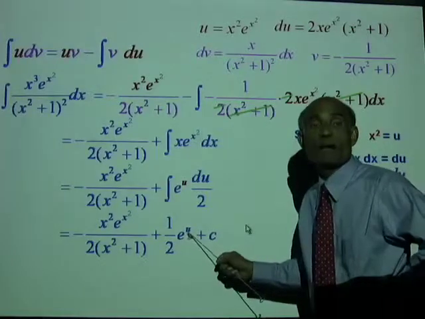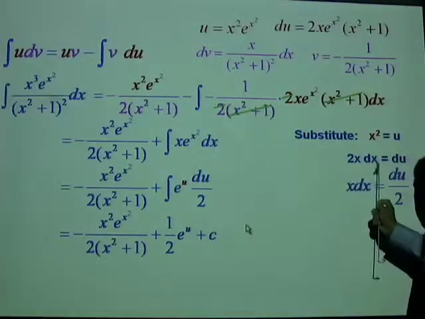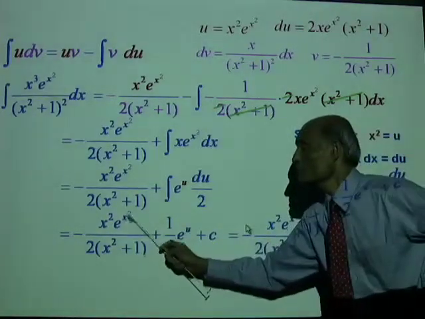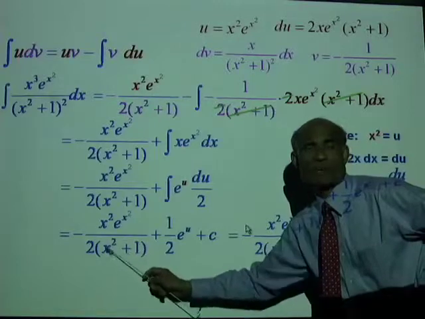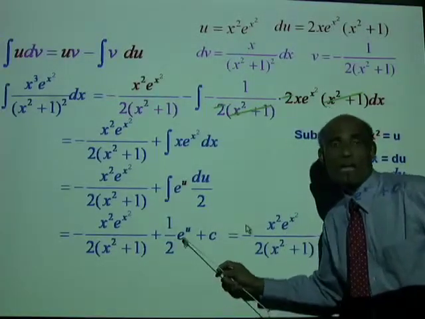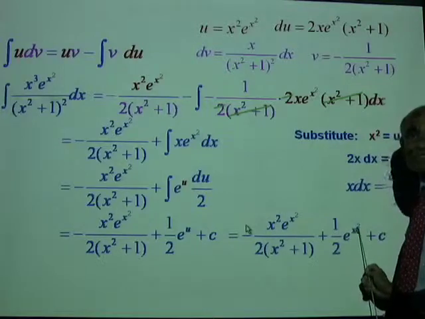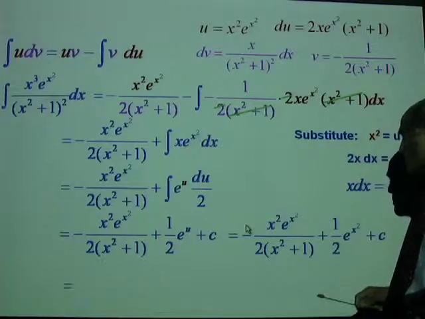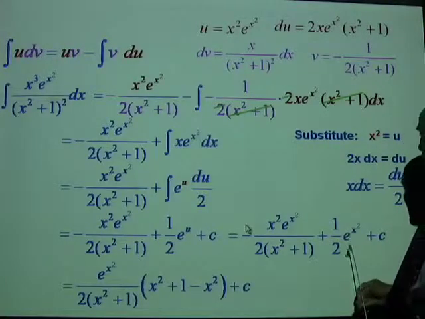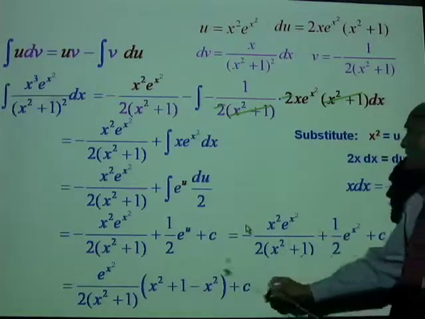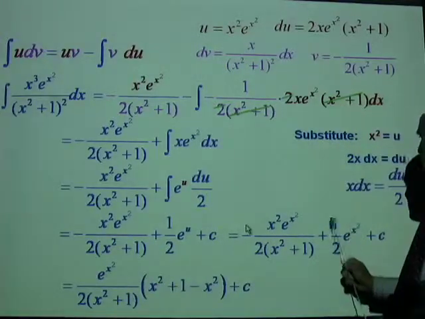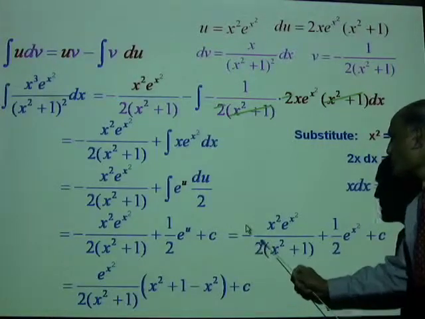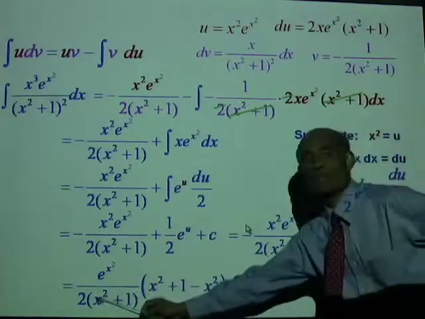And we put back that u. What is our u? u is x squared. So that will be x squared e to the power of x squared divided by 2 times x squared plus 1 plus 1/2 e to the power of x squared plus c. And we can factor out something, can't we? Yes, let's factor out e to the power of x squared. You can see e to the power of x squared in both cases. And I'm factoring out 2 times x squared plus 1 on the denominator.